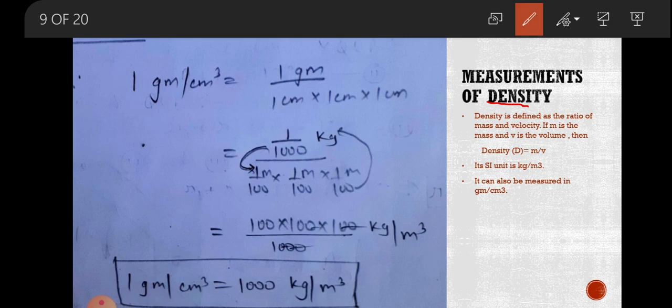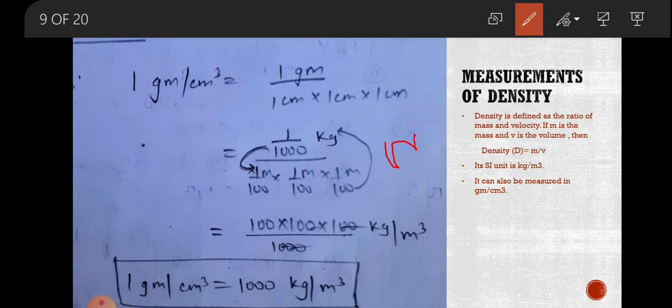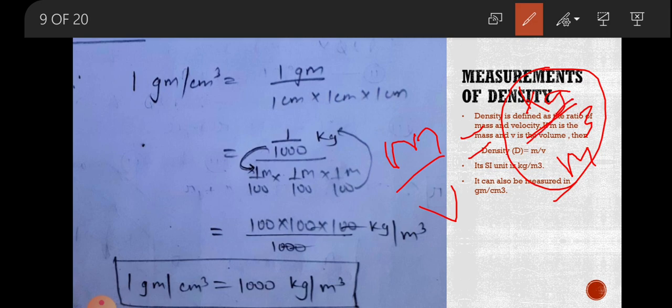Density is defined as the ratio of mass and volume. If the mass of an object is m and its volume is v, then the ratio of m and v is the density, which is always represented by capital D. So D equals m upon v. Since the unit of mass is kilogram (kg) and the unit of volume is meter cube, the unit of density will be kilogram per meter cube.